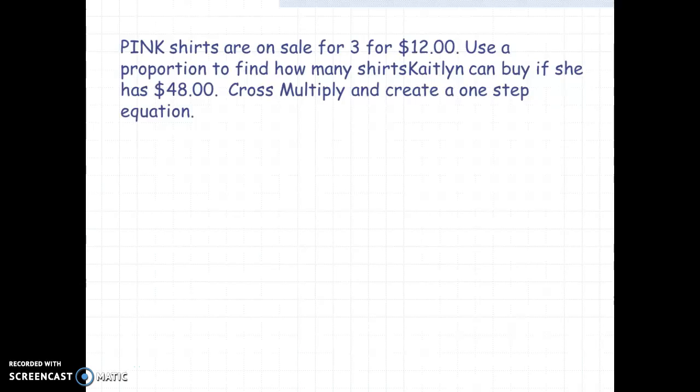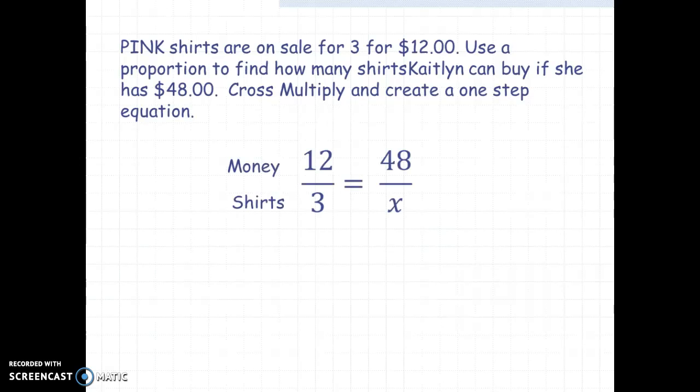Pink shirts are on sale for 3 for $12. Use a proportion to find out how many shirts Caitlin can buy if she has $48. Cross multiply and create a one-step equation. This is a little bit different kind of proportion. We're not finding a unit rate on this one. But if we set up our proportion, we should put money over shirts. Okay? So we have $12 over 3 shirts, because it's 3 for $12. If she has $48, we want to know how many shirts that's going to buy her.